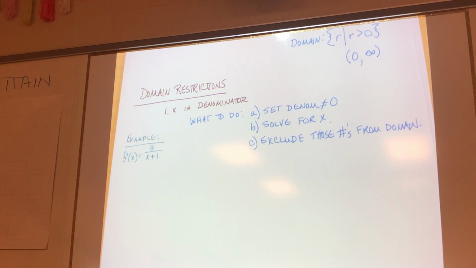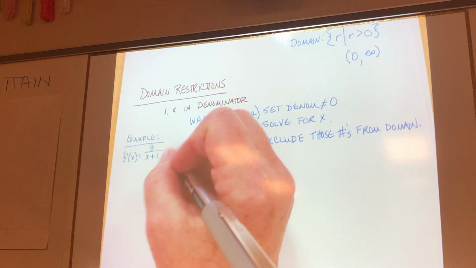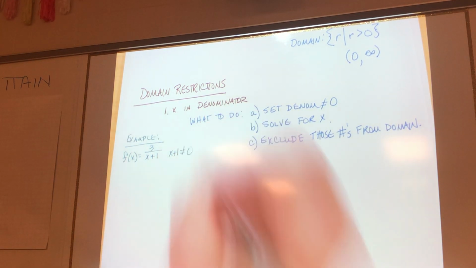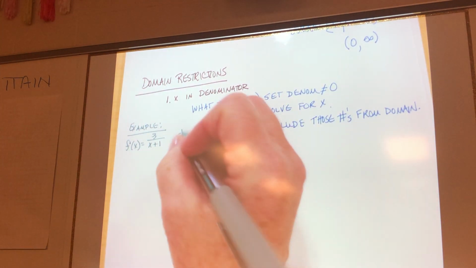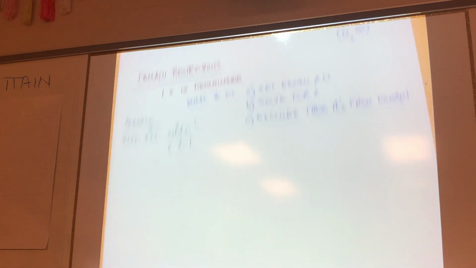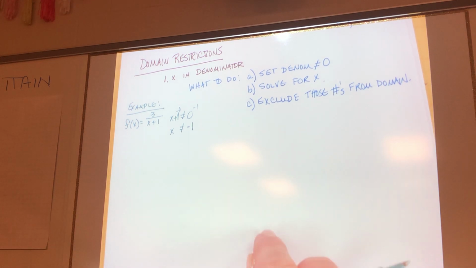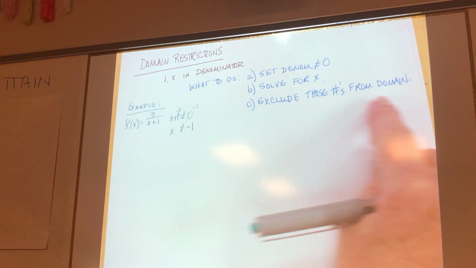Very good. So we're thinking about restrictions. The only restriction that you know right now is an X in the denominator. Does it have an X in the denominator? So what do I do? Have the denominator not equal to 0. So the denominator, X plus 1, cannot be equal to 0. Now what do we do? Solve for X. I subtract 1 from both sides, so X cannot be -1. Are you with me? All right, so now we're going to exclude those numbers from the domain.